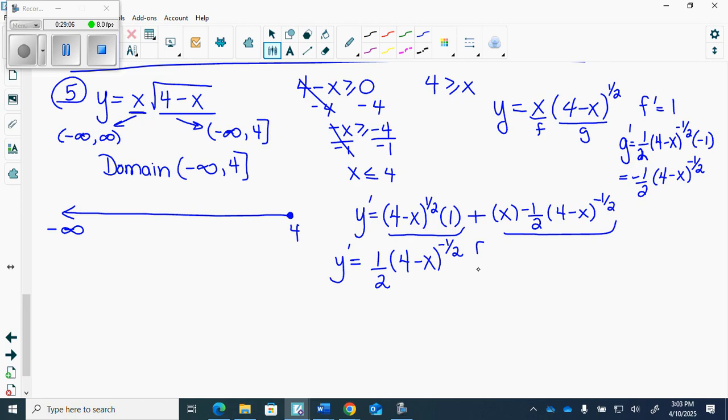So we're left with 4 minus x minus x. What's the 4 minus x times? 2. We pulled that half out. So we get y prime equals 1/2 4 minus x to the negative 1/2. And then we're left with 8 minus 2x minus x, so 8 minus 3x, correct?